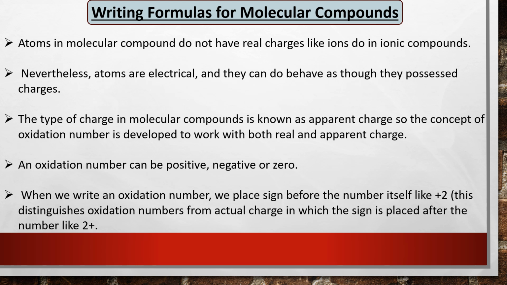An oxidation number can be positive, negative or zero. When we write an oxidation number, we place sign before the number itself like +2. This distinguishes oxidation numbers from actual charge in which the sign is placed after the number like 2+.